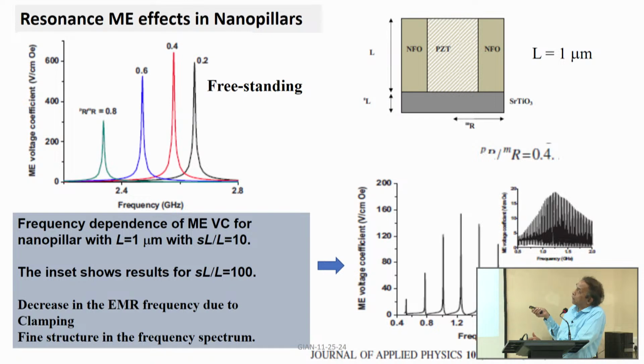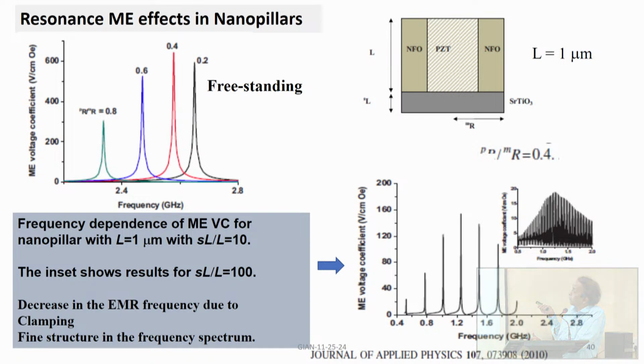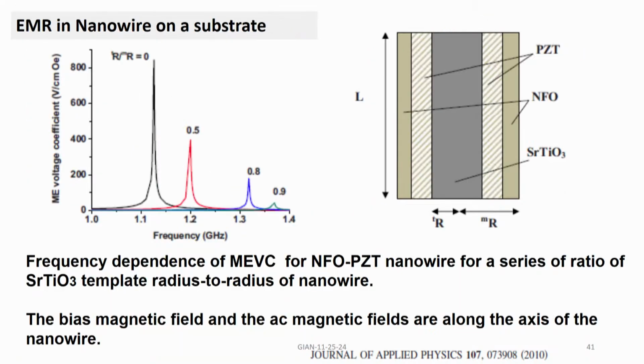And it's a nanopillar of PZT in a nickel ferrite matrix. Once again, the substrate is strontium titanate, and these calculations are for different conditions, with substrate or without substrate, and what is the volume fraction for the PZT or nickel ferrite. So I'll just pass on to the next slide.